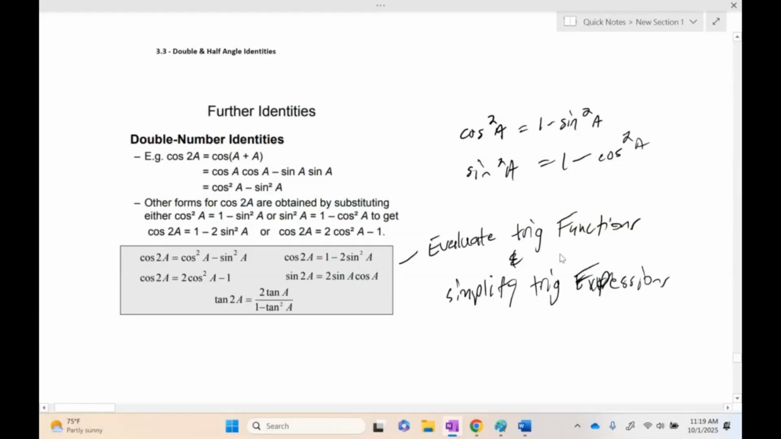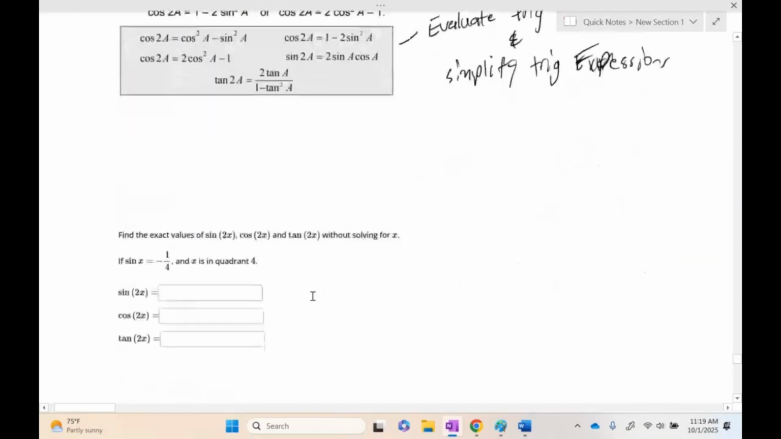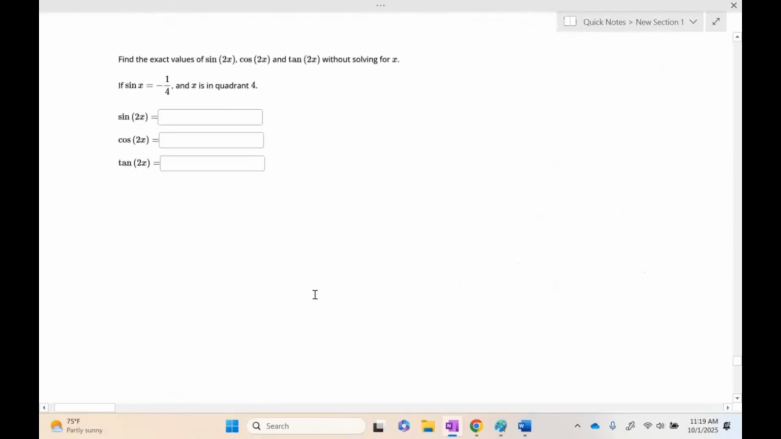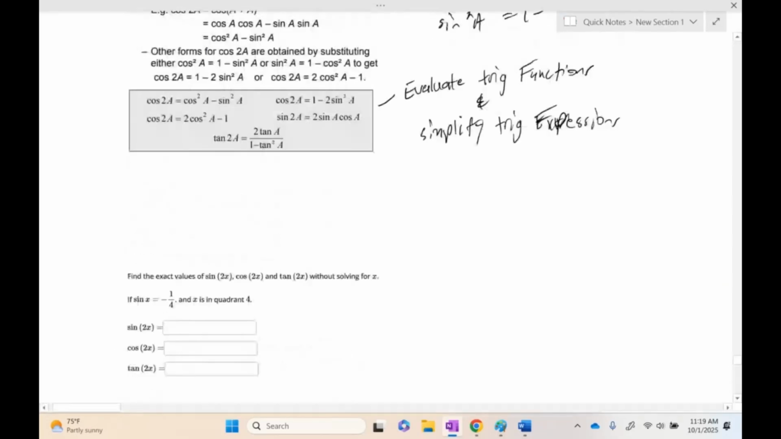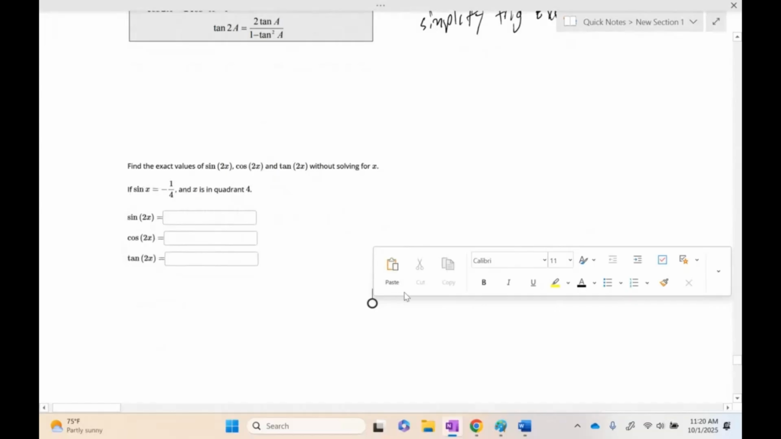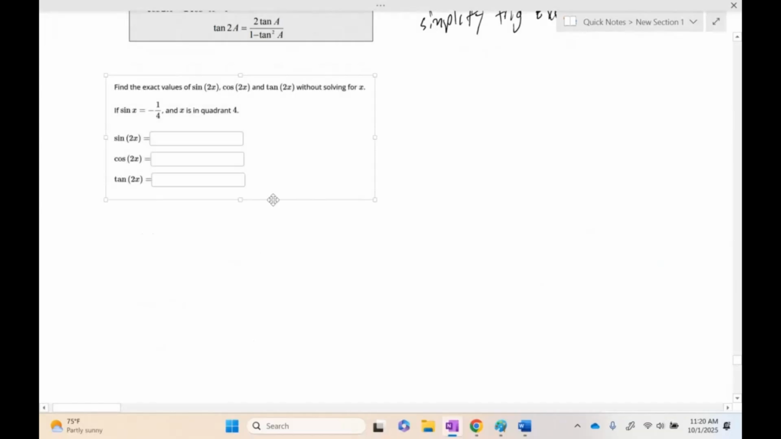All right, so how do you use them? Well, in the very first example, we're going to do what's called a triangle sketch. And this doesn't want to stay on the screen for whatever reason. So this says find the exact values of sine of 2x, the double angle for sine, the double angle for cosine, and the double angle for tangent.